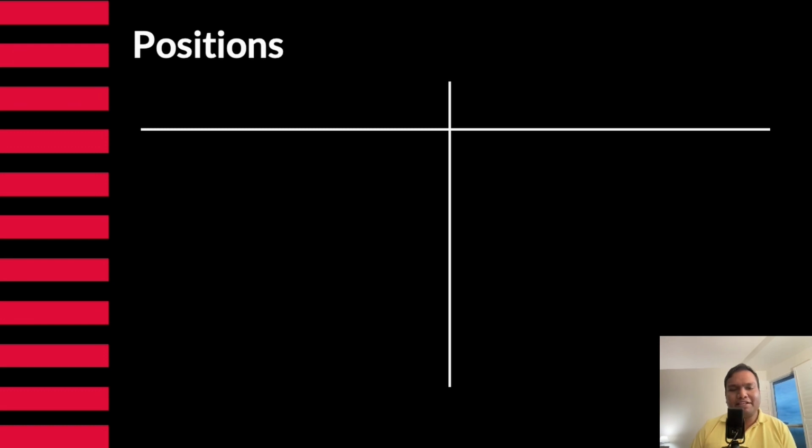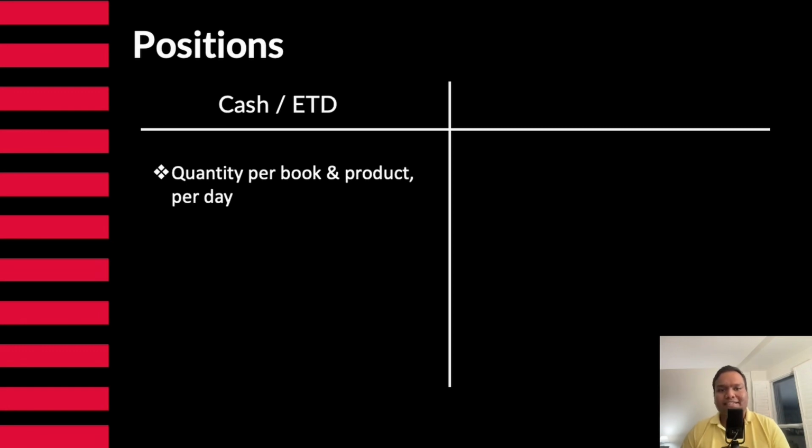Now that we have seen the different types of trades, let us understand positions. The terms trades and positions might be used interchangeably, but have no doubt these are very different concepts. To understand this, we will look at it in two parts. First, we'll see the definition of a position for cash and ETDs. This is the quantity per book and product per day. What books are is covered in a different video, and you can find the link below in the comment section.